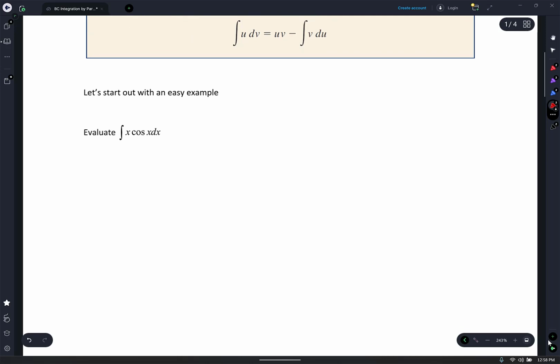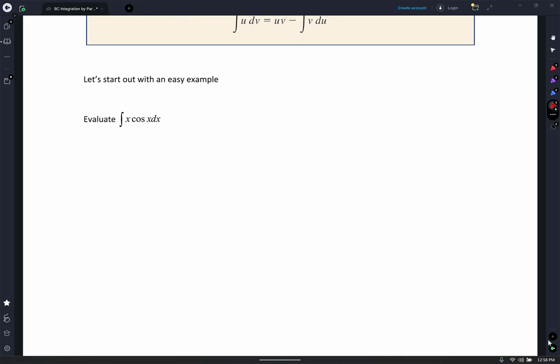All right, so look at this one right here. You see this x cosine x dx? When you were in AB last year, you could not do it. I remember saying, oh yeah, we can't do it yet, you have to know integration by parts. But now you can.